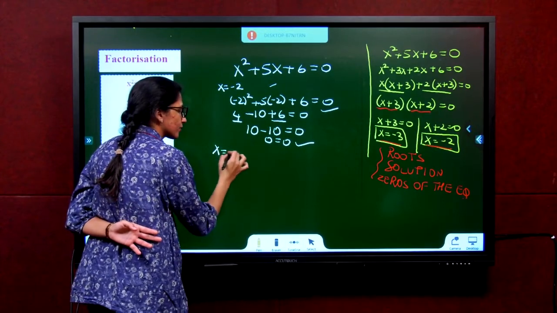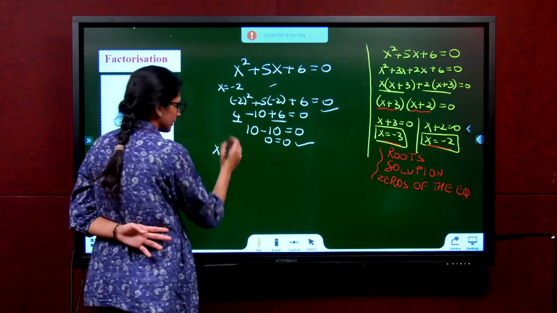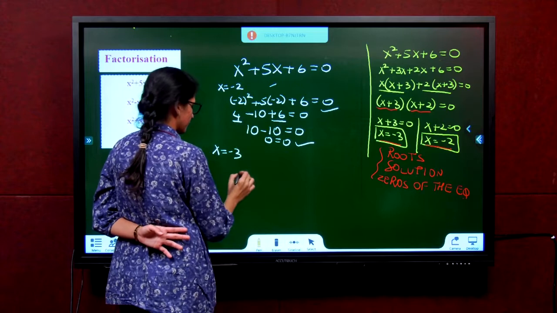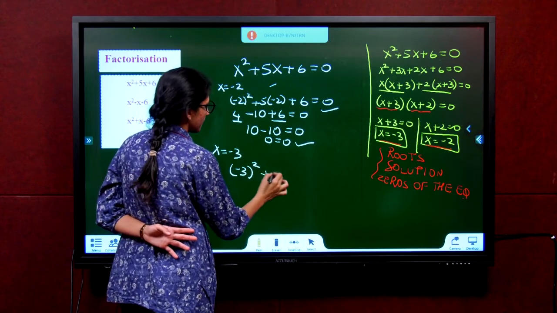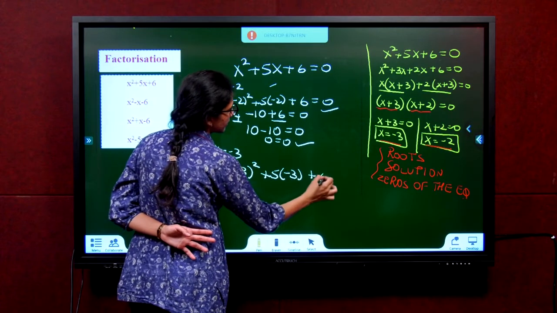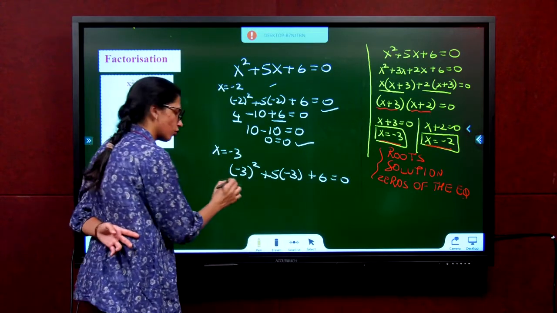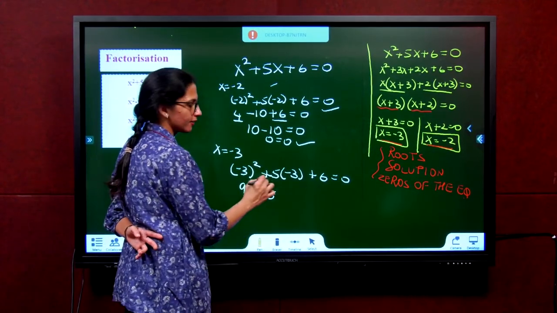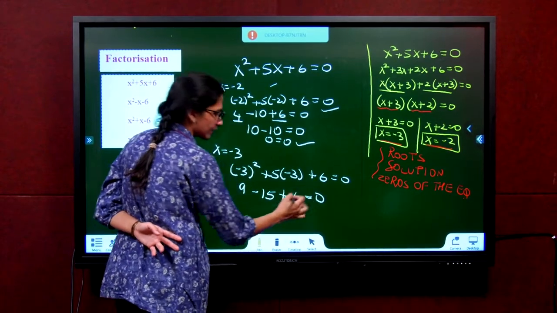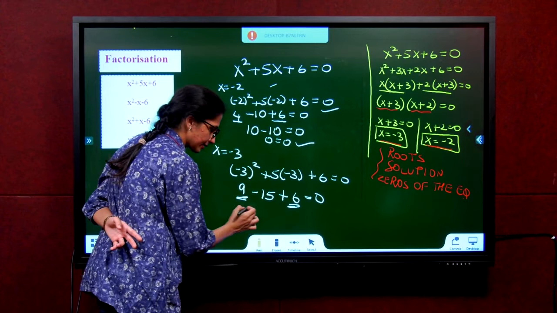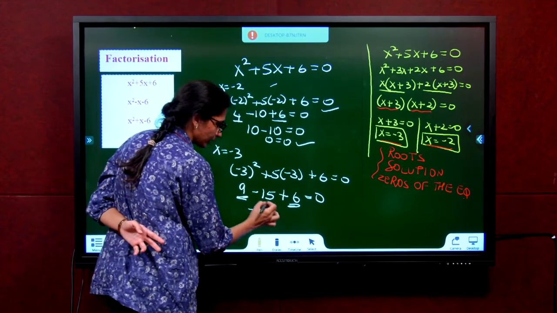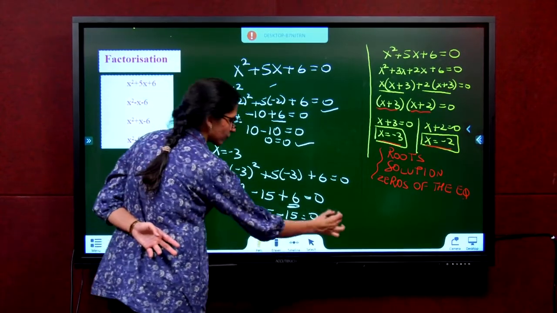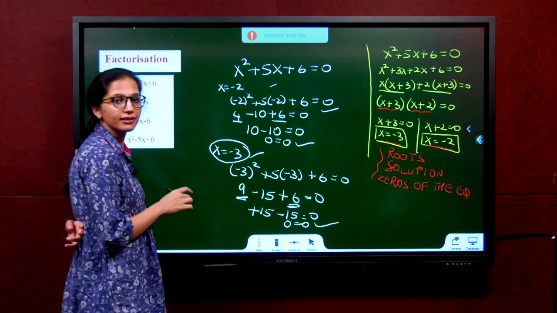What about x equals minus 3? Is it also a solution? Yes. So if I have x square, substitute minus 3 the whole square plus 5 into minus 3 plus 6 equals 0. Minus 3 the whole square is 9. 5 into minus 3 is minus 15. Plus 6 equals 0. 9 plus 6, 15. Minus 15 is there only. 0 equals 0 satisfies. So what you've got is correct.